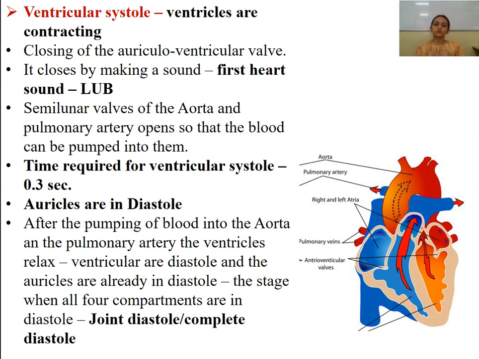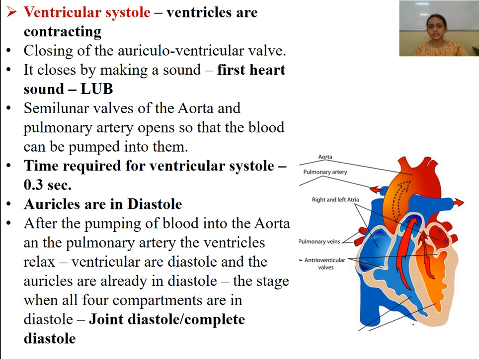So the ventricle also goes into a relaxed position. Now when the ventricles are in a relaxed position, the auricles are already in a relaxed position. So this point where all the four chambers of the heart are in a relaxed position, in diastole, is called joint diastole, or complete diastole. So there is one time in this whole working mechanism where all the four compartments are in diastole, which is called joint diastole or complete diastole.